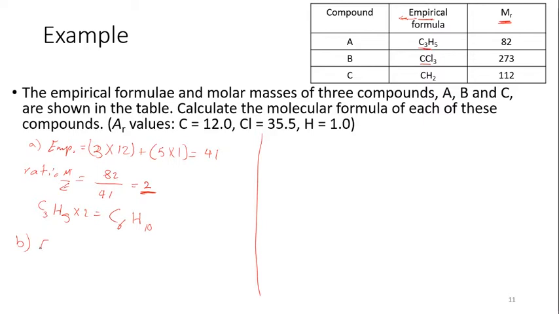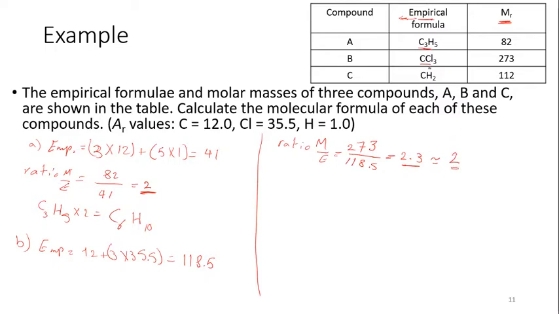Number B, CCl3. So first I need to know my empirical formula mass, which would be equal to 12 plus 3 multiplied by 35.5, my relative atomic mass for chlorine, and the sum for that would be equal to 118.5. Second step would be finding the ratio between the molecular formula and the empirical formula. So my molecular formula mass, which is 273, divided by 118.5, and the ratio is equal to 2.3. I have to approximate this one, so it's approximately equal to 2.